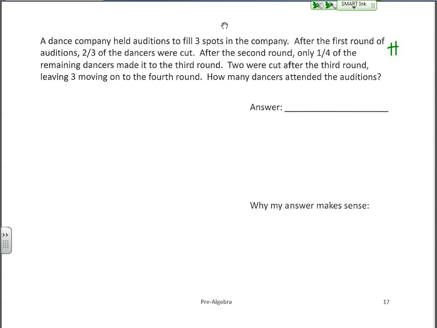I forgot to write this on here before I scan it in, but it is due March 25th. March 25th, it's about 2.5 weeks to finish this one up.